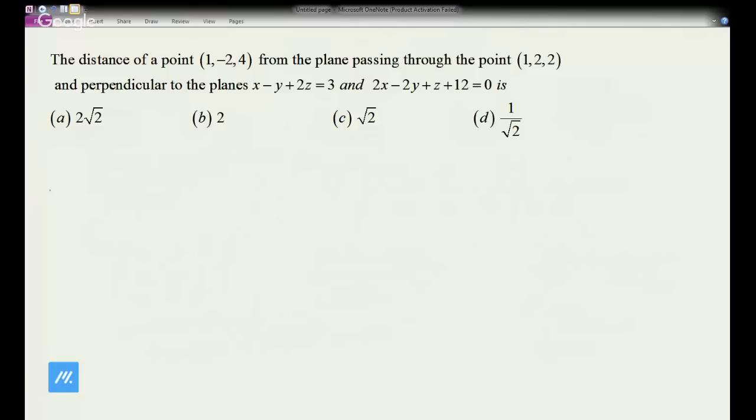Next problem, guys. This problem again, it's a 2016 problem. Okay, but it came in paper 1, 2016 online examination, paper 1, online paper 1, or day 1, you can say. The distance of the point from the plane passing through point. See again, distance of the point.